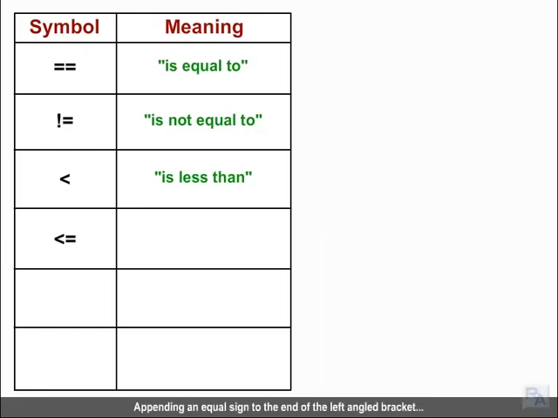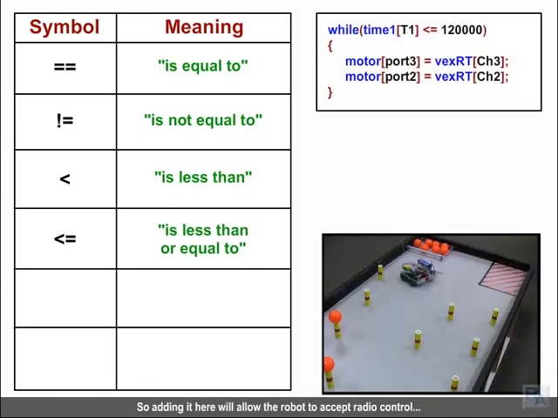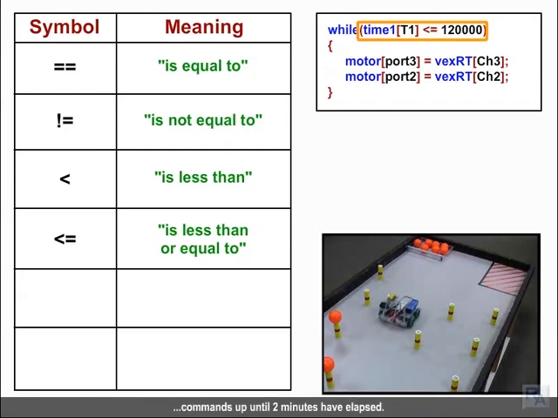Appending an equal sign to the end of the left-angled bracket checks instead for is less than or equal to. So adding it here will allow the robot to accept radio control commands up until 2 minutes have elapsed.